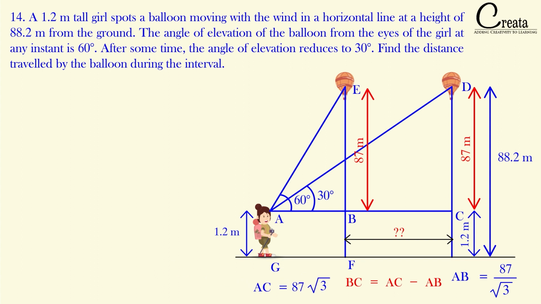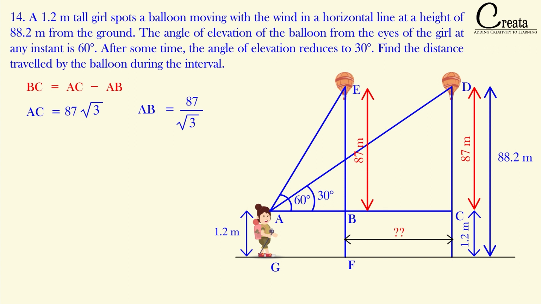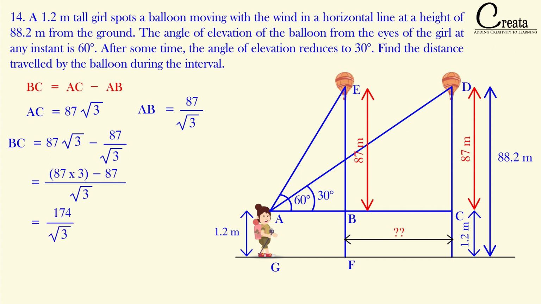Okay. So we got AC as 87 root 3 meters and AB as 87 upon root 3 meters. And in this question, we have to find BC, which is equal to AC minus AB. Let's put the value. Let's take root 3 as the LCM. On solving, we got the answer as 174 upon root 3. We can further solve this. Let's multiply the numerator and denominator by root 3. On solving, we got our answer as 58 root 3. So we got the distance traveled by the balloon is 58 root 3 meters. That is the answer of this question.